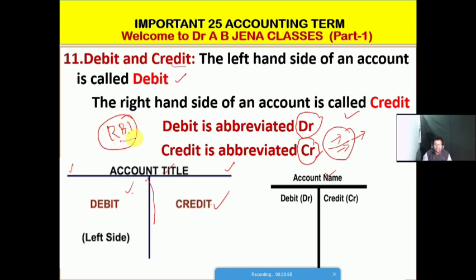Just like RBI in short form. RBI stands for what? The Reserve Bank of India. Similarly SBI, the short form of the State Bank of India, is abbreviated as SBI.